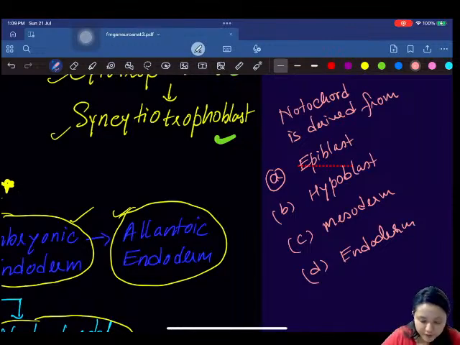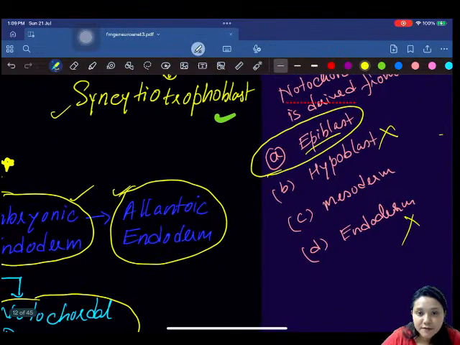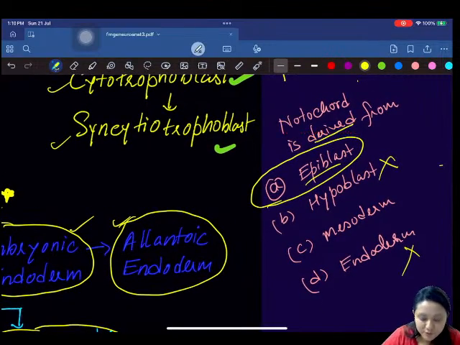Here also you might get confused, because you know that it is not derived from hypoblast, it is not derived from endoderm, but you might get confused with the epiblast and the mesoderm. Now you know that notochord is derived from the primitive streak, and the primitive streak is derived from the epiblast. Since they have written derived from, the answer will be epiblast.